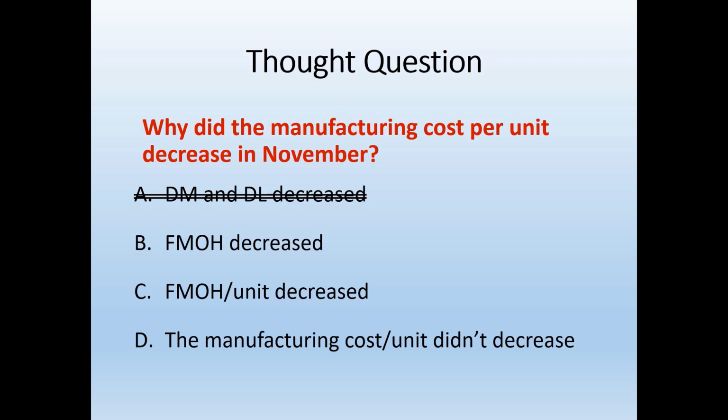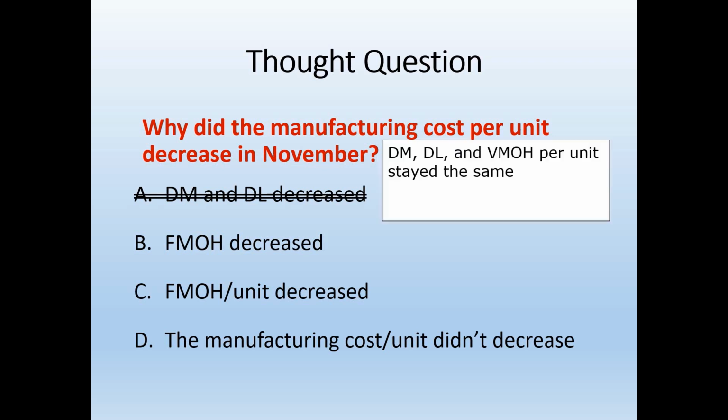Well, it can't be answer A, because if we think on a per unit basis, all of the variable manufacturing costs, materials, labor, and variable overhead didn't change. If we think on a total basis, the total direct materials, direct labor, and variable manufacturing overhead actually increased because the activity level increased. So A can't be the right answer.